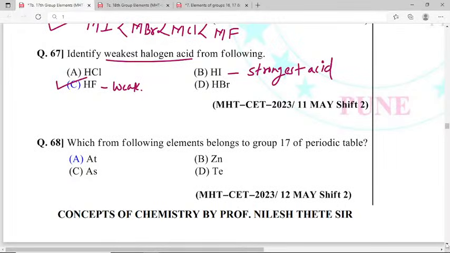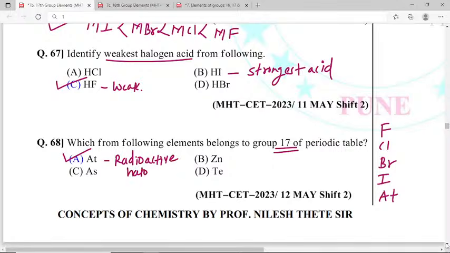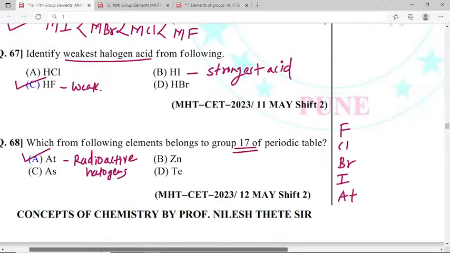Which of the following elements belongs to group 17? Group 17 is fluorine, chlorine, bromine, iodine and astatine, At. Astatine is a radioactive halogen. If the question asks for the radioactive halogen, astatine is the answer. Get it, everyone?